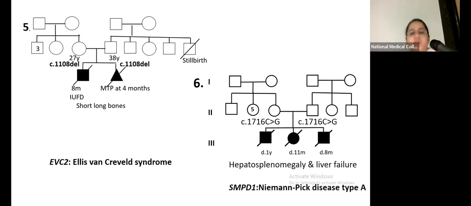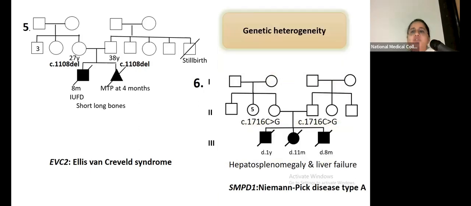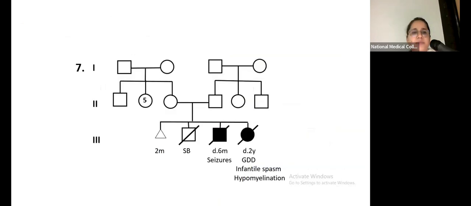the SMPD1 gene. This leads to Niemann-Pick disease type A. We had a similar family again who had a history of hepatocellular liver failure, but in that case, a diagnosis of tyrosinemia type 1 was made because the parents were carriers of a pathogenic variant in that particular gene. So this shows that carrier screening has utility in genetic disorders which have genetic heterogeneity as well.